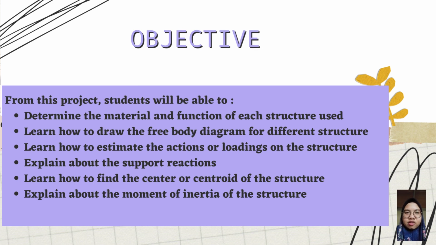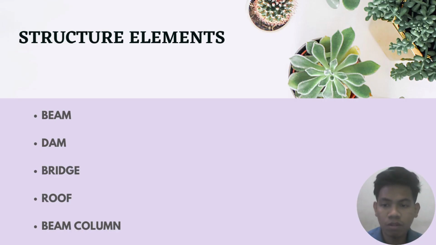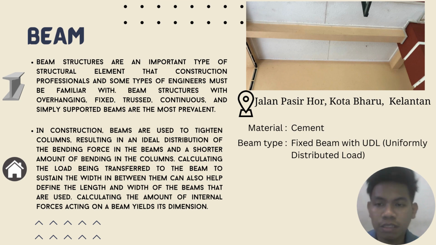For the objective, from this project, students will be able to determine the material and function of each structure used, learn how to draw free body diagram for different structure, learn how to estimate the action or loadings on the structure, explain about the support reaction, learn how to find the center or centroid of the structure, and explain about the moment of inertia of the structure. There are 5 elements of our structure, which is beam, dam, bridge, roof, and beam column. The first structure is a beam.